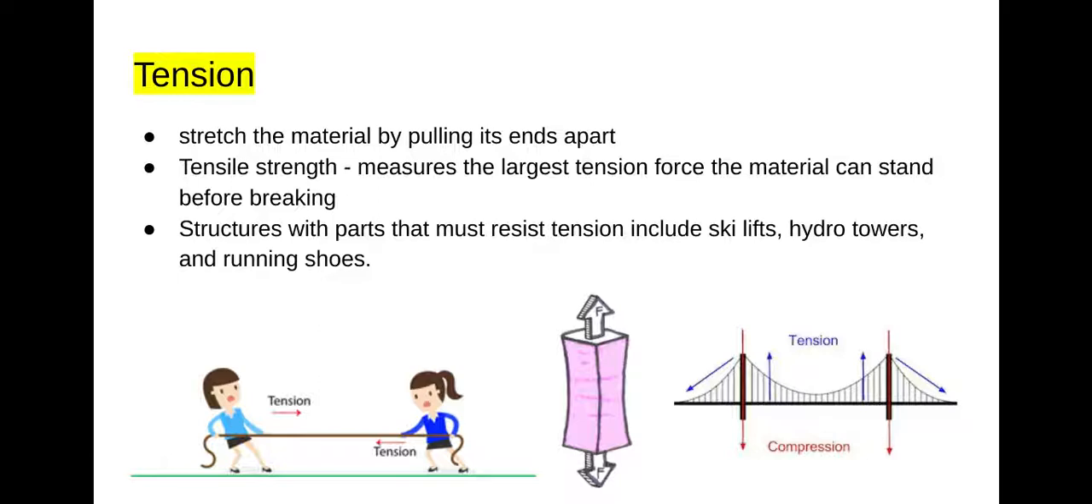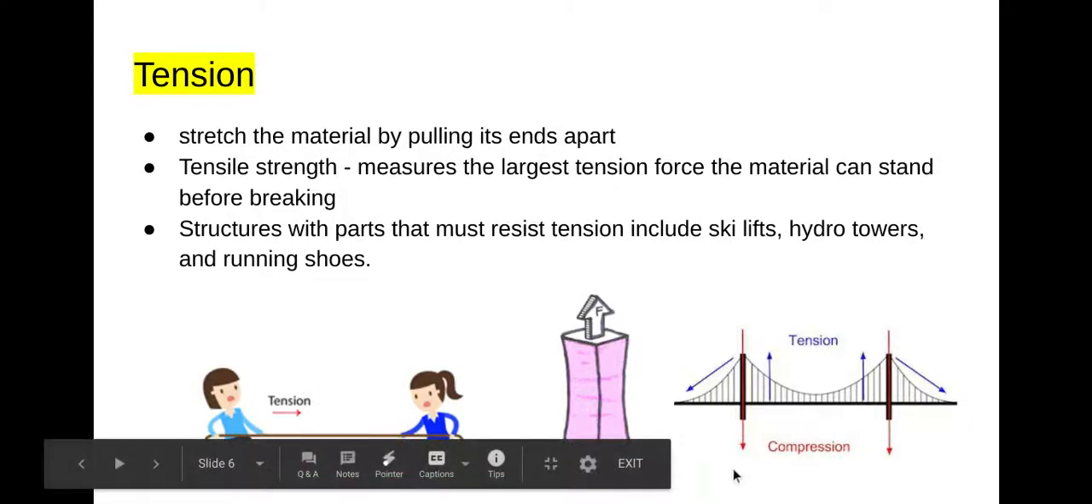Structures with parts that must resist tension include things like ski lifts, because you think about it, as a person gets on the lift, there's the amount of tension pulling on the rope that attaches you to the lift. Also a hydro tower, your running shoe. And you can see on this bridge again, there are those compression forces, but now those tension forces: as the truck is pushing down on the surface, the suspension pieces of the bridge have to hold it up.